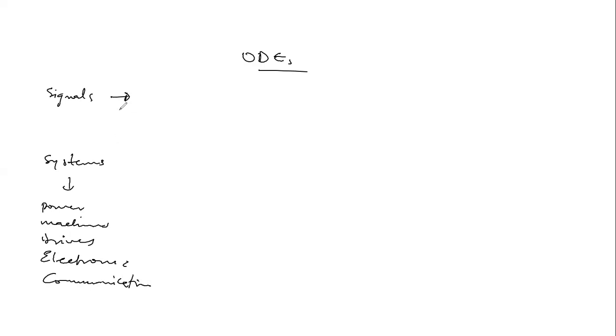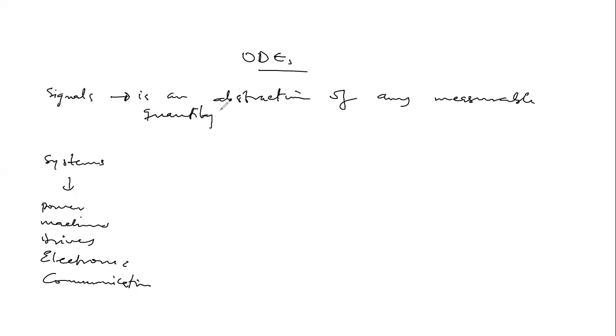If you look up the playlist on signals and systems, there we mentioned that a signal is an abstraction of any measurable quantity that is a function of one or more independent variables.